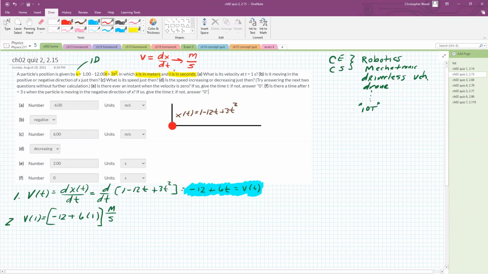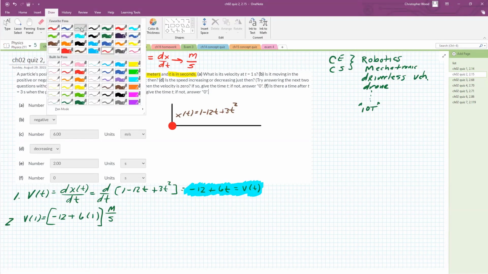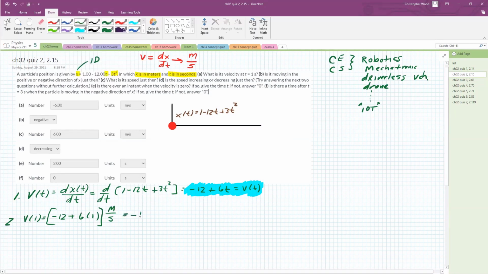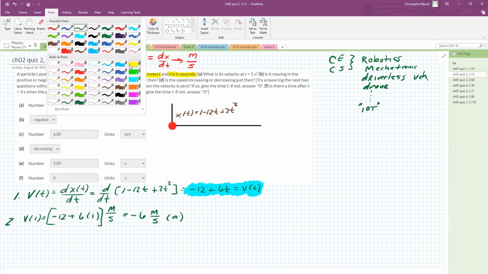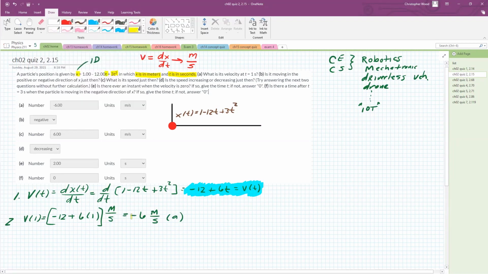I'm going to start stressing dimensions a lot, but for now we're good to go, because you can see that minus 12 plus 6, using my numbers, not yours, equals minus 6 meters per second. This is the answer to part A. Pretty plug and play. Not a whole lot of hard thinking is needed for this. We're done with part A.